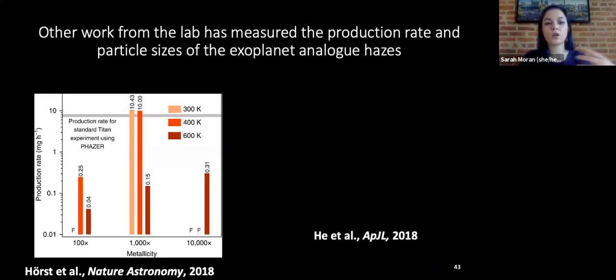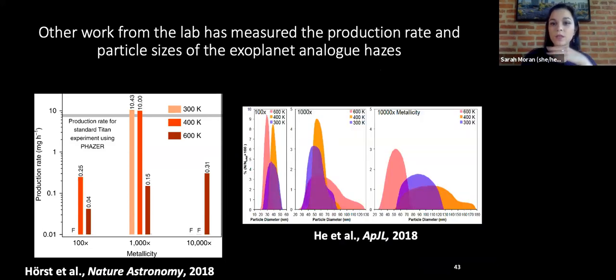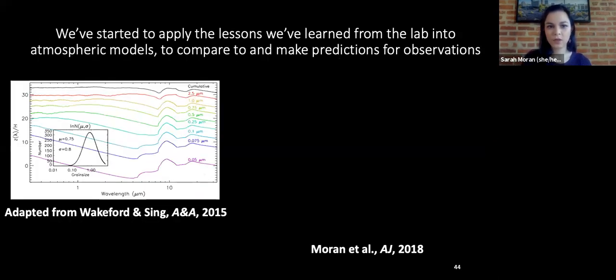So other work that's come out of the lab, that I have not worked on, includes things like the production rate, which is what you're looking at there, where you're seeing a very high production rate from the two water-rich cases, and then lesser for the hydrogen. We also have a handle on the particle sizes from the various kinds of experiments we've done. You can see that there is scatter here, but they're all relatively small. They top out at around 200 nanometers at the most.